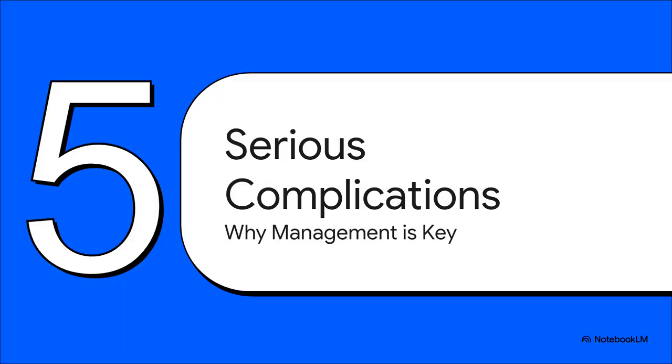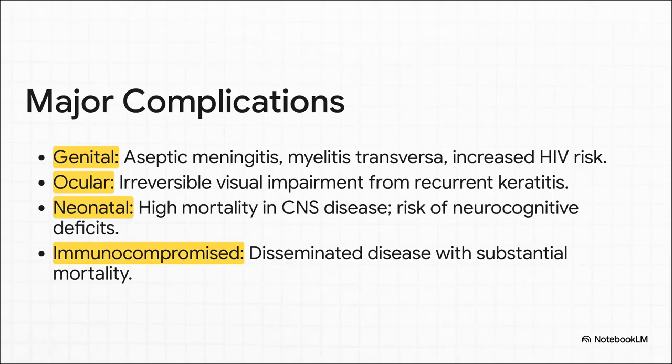And this brings us to the why. Why are we so careful? Why is prompt diagnosis and treatment so important? Well, because of the serious and sometimes permanent complications of HSV. The list of potential complications is sobering. Genital HSV can lead to neurological issues, like aseptic meningitis. In the eye, recurrent infections can cause irreversible blindness. And for newborns and the immunocompromised, the biggest fear is disseminated disease, where the virus spreads through the body, affecting multiple organs. It carries a very high mortality rate. This potential for disaster is exactly why this common virus demands our most serious clinical attention.